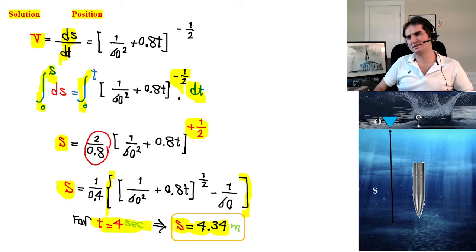So that gives us a displacement as well as a velocity for a projectile.